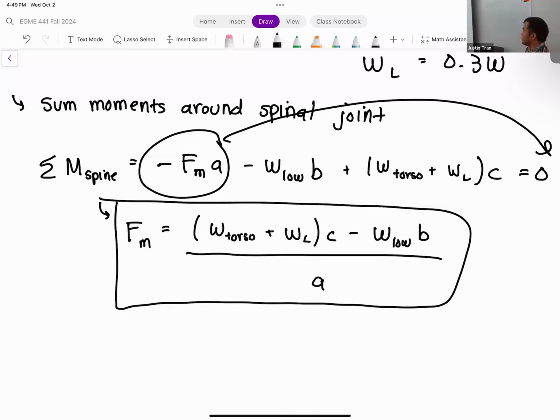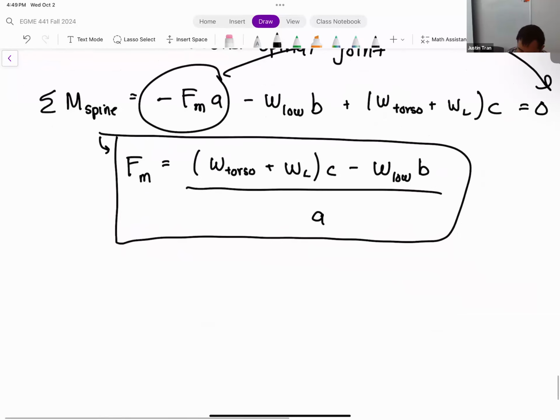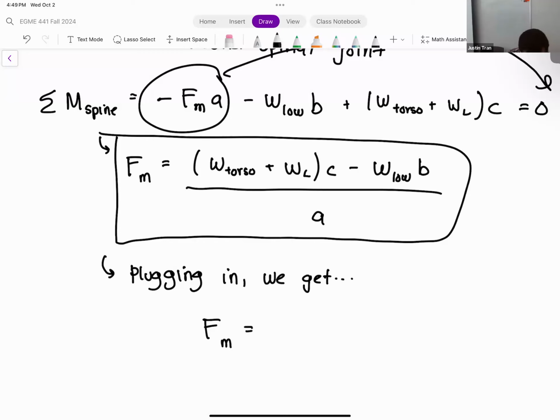Okay. We have the numbers to plug in here, or at least everything that's relative to the torso weight. So if we plug in all of our given quantities, okay, so if we plug in everything, what we get is FM is equal to 6.2 W.